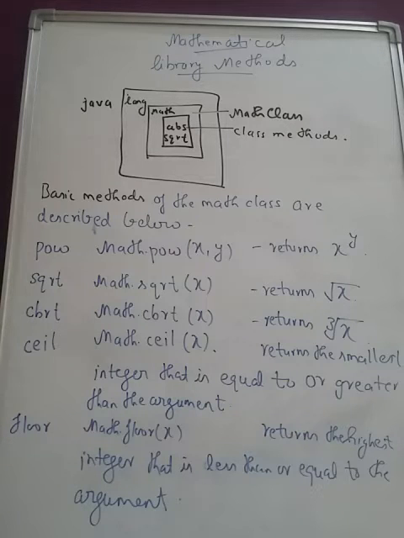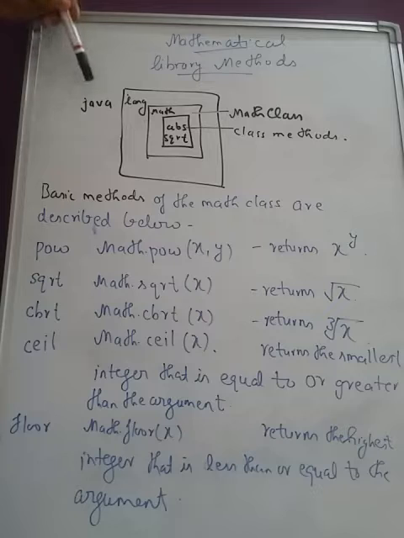Now in this class, we will be doing the chapter on mathematical library methods. As the word itself says, mathematical library methods mean that we have categorized a set of different methods in a single set, and that set is known as the mathematical library methods.